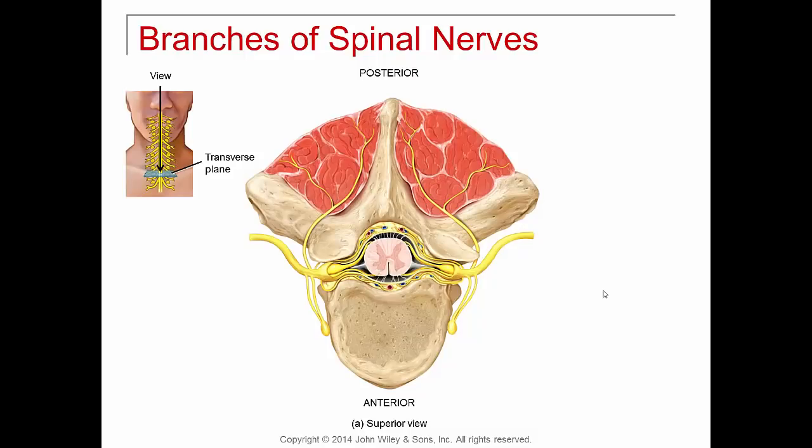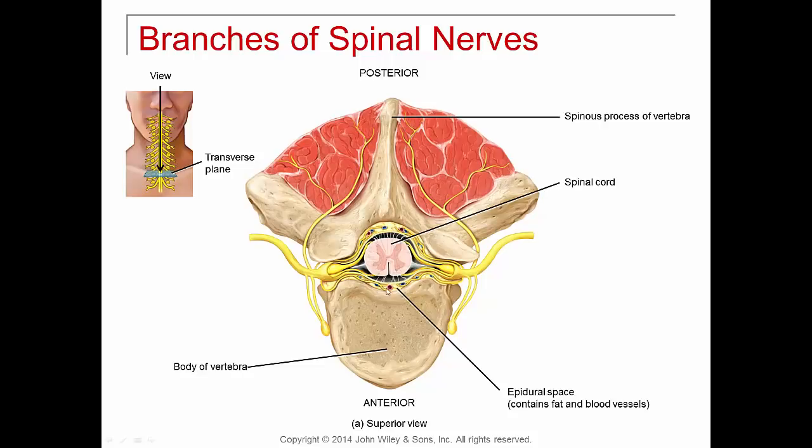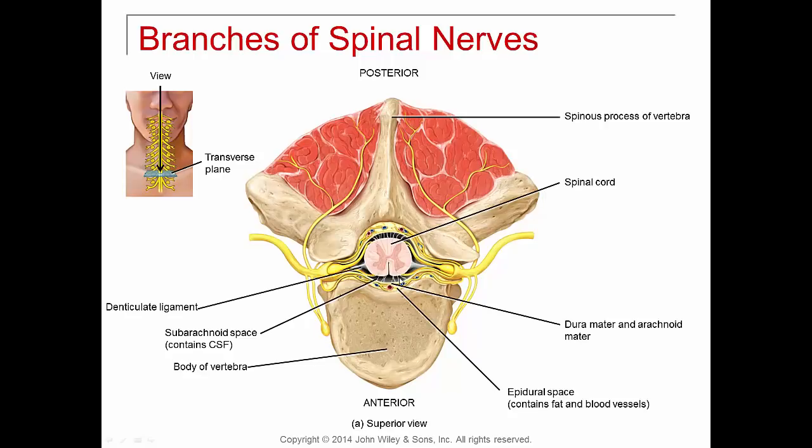On this image, you can see many of the structures that we've already learned. So we can see the body of the vertebrae here and the spiny processes, which are on the posterior side of the body. We can see the spinal cord, and we can see that epidural space that contains fat and blood vessels. We can also see the dura mater and the arachnoid mater, and that subarachnoid space, which contains the cerebrospinal fluid. We can see the denticulate ligaments, which is the extension of the pia mater that's going to help anchor the spinal cord laterally within the spinal canal.